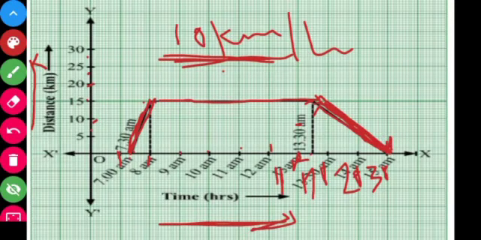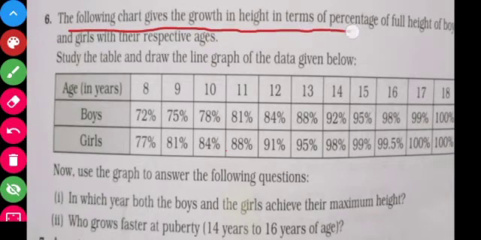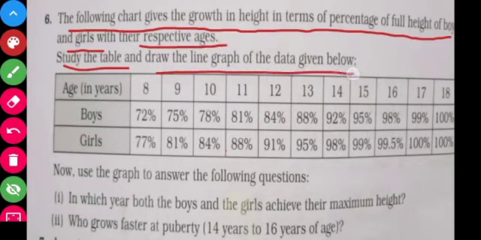Okay, now come to the next question. Question number 6. It is given the following chart gives the growth in height, in terms of percentage of full height, of boys and girls with their respective age. Study the table and draw the line graph given below.